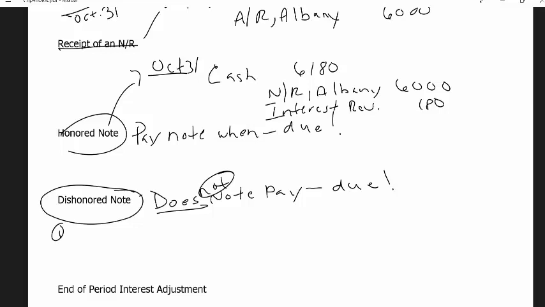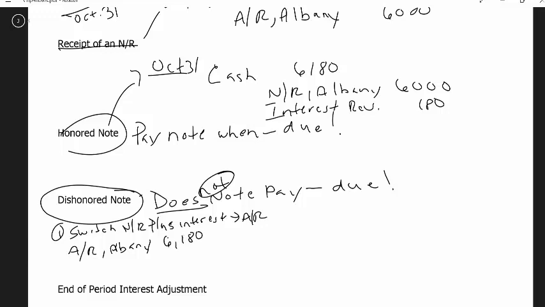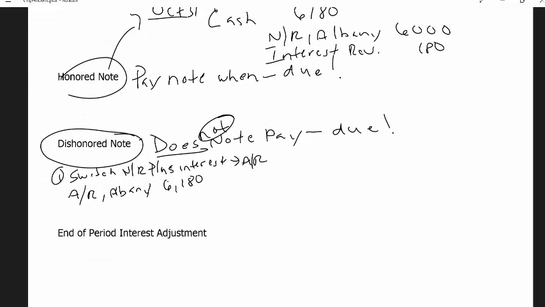The first thing I have to do is switch the note receivable plus the interest that's due back to an account receivable. So what I would do is debit accounts receivable for $6,180. Now the interest plus the note receivable is now an account receivable. And so I would get rid of the note receivable off my books.